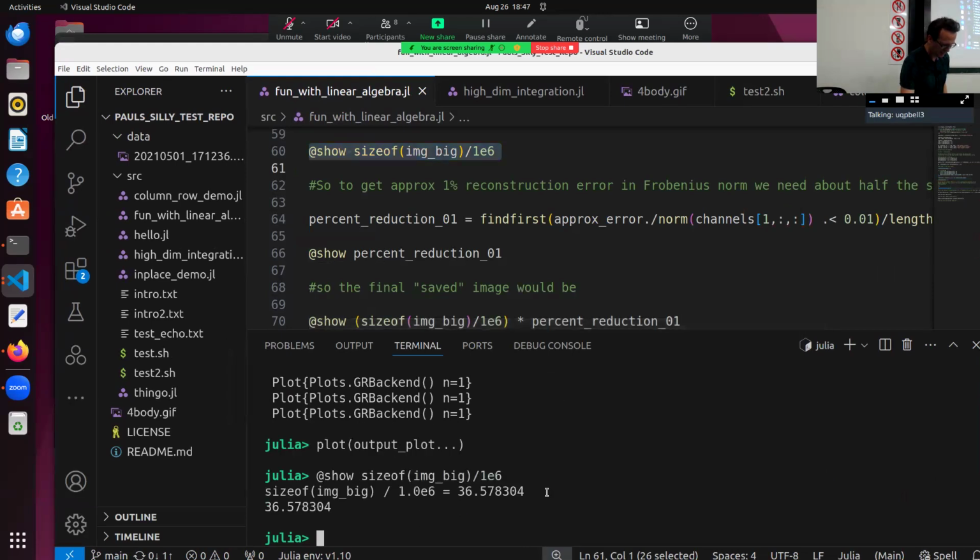Yeah, so the size of this compared to the big one, 1e6, this would be 36 megabytes compared to 700 or something. So we get this massive reduction in size if we accept 1% reconstruction error.